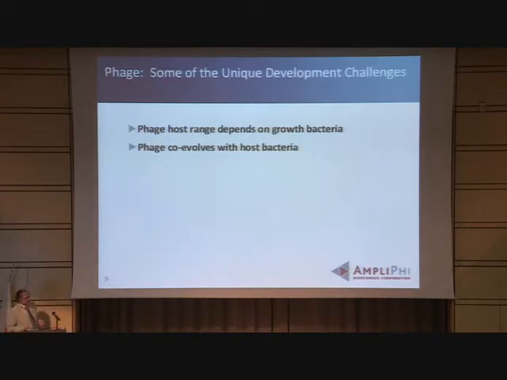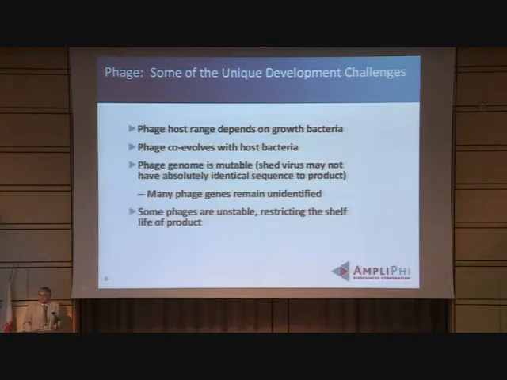And of course, there are some unique development challenges with phage. First, we know that the phage host range depends on the host bacteria. You have to work with paired phages and hosts. The phage can, of course, co-evolve with a host bacteria, both in vivo and in vitro. You have to control your quality through your production process. The phage genome is mutable. The shipped virus may not have an absolutely identical sequence to the product. How do you control for that? What limits do you set? You have to define those with the regulators.